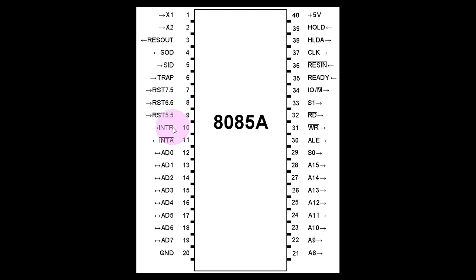So I think this interrupt portion, interrupt pins have been covered. And now the only pins that are left are the control pins, right? So you can see this HOLD and HLDA, which means hold acknowledge. What is the purpose of these two pins?